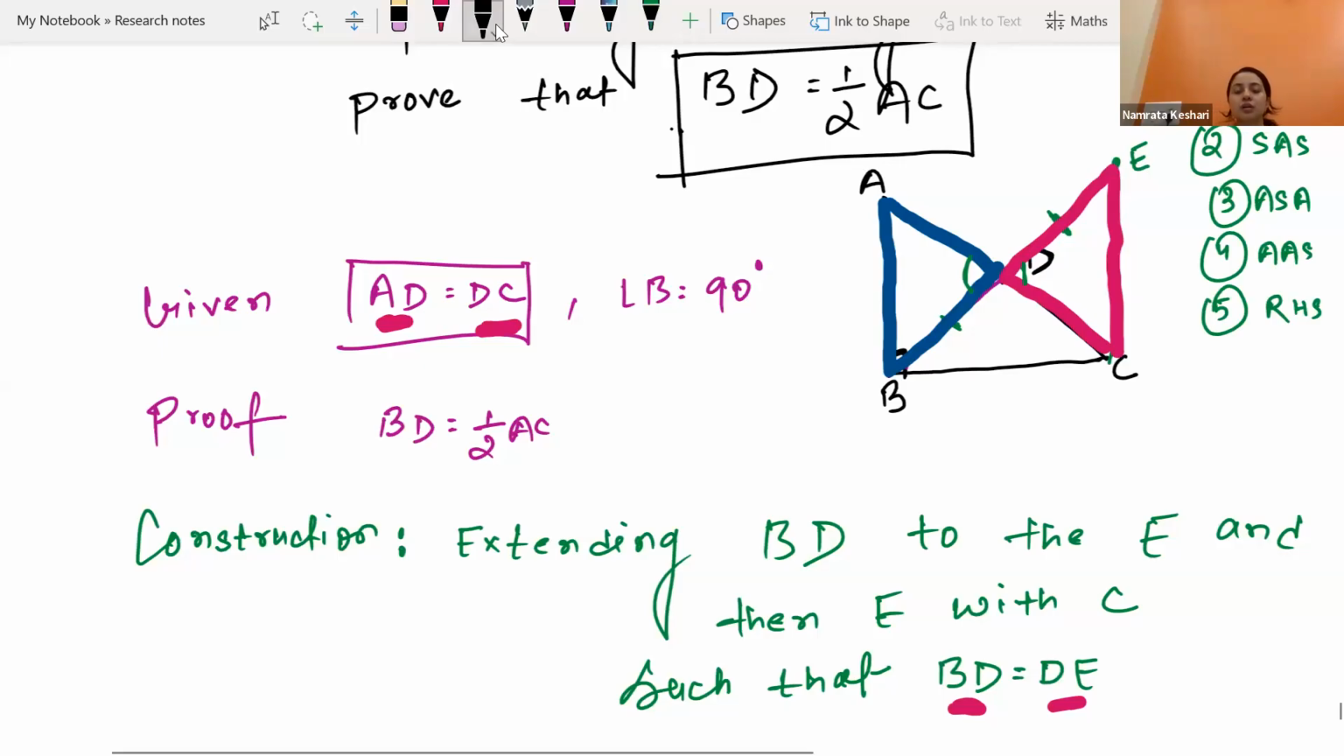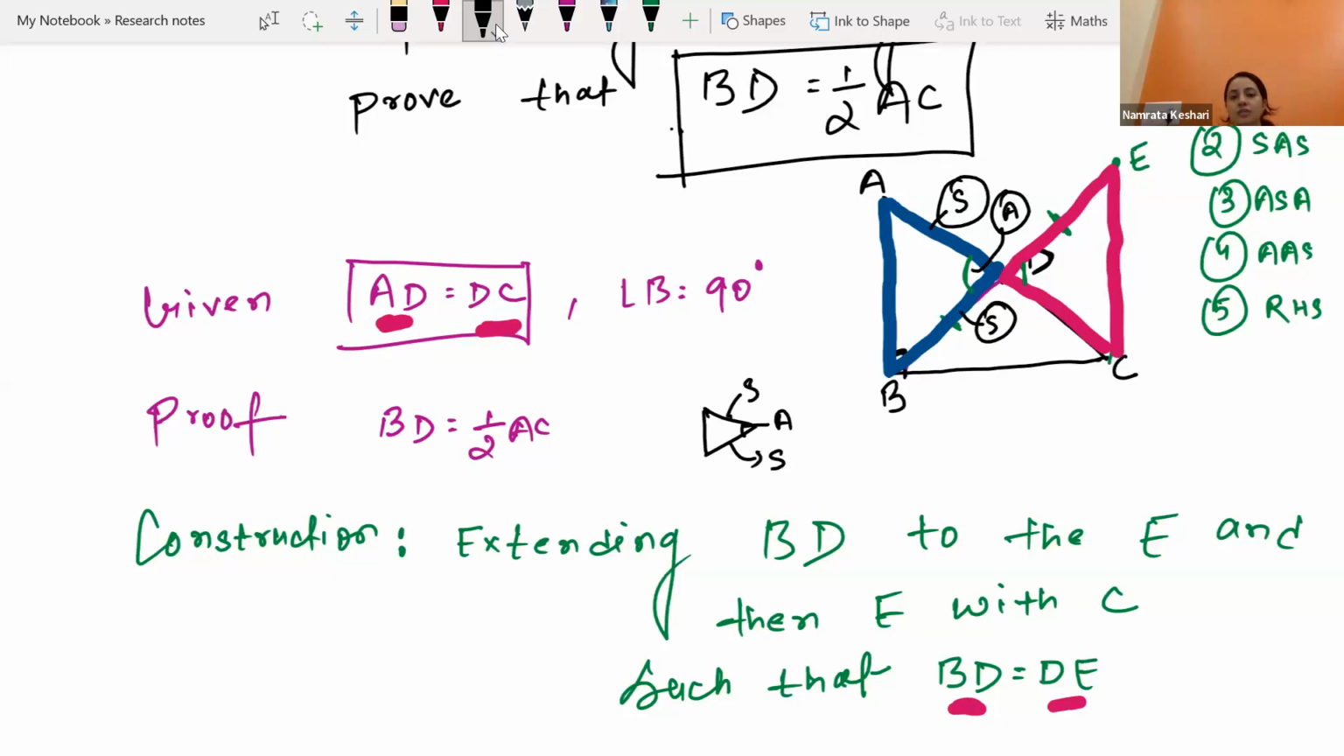Side. Yes, side. This side we have used, this side we have used, and this angle we have used. Which congruency criteria is working? We are having a triangle like this. This side we have used, this angle we have used, and this side we have used. Which congruency criteria is working? Side angle side, right? Yes. Let's write it.